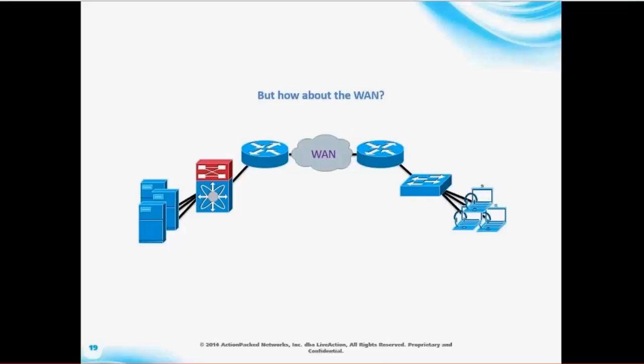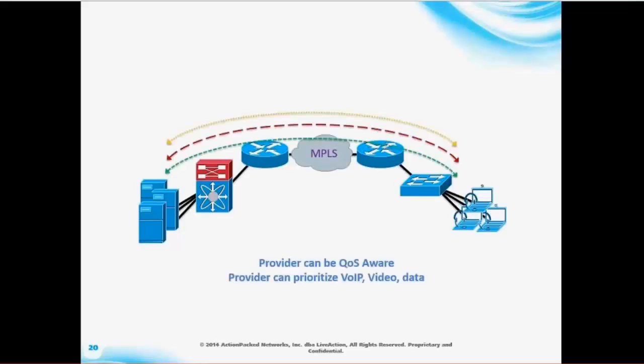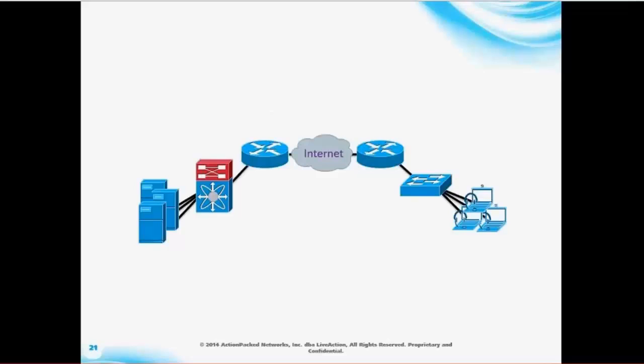How about the WAN itself? What do we do about QoS over the WAN? Well, if we use a traditional service like MPLS that was going to be QoS aware, our service provider will understand our critical data and allow us to protect our voice, video, and high priority applications as it traverses their backbone. But if we begin using the internet with DMVPN tunnels, what do we do then?